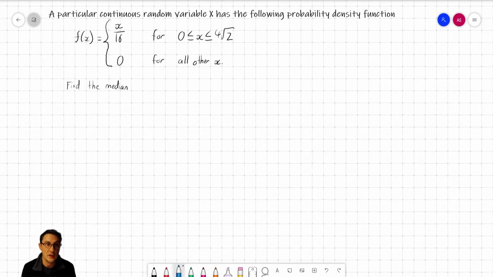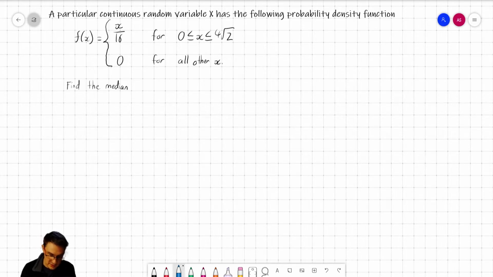From this example here, we're told a particular continuous random variable x has the following probability density function. In this case, we're told f of x is equal to x over 16, and this is for the domain of between 0 and 4 root 2. And then we're told that for all other values of x, it's going to be 0 for those points.